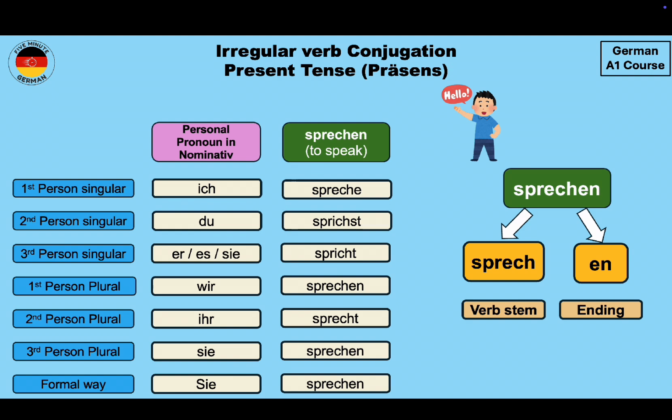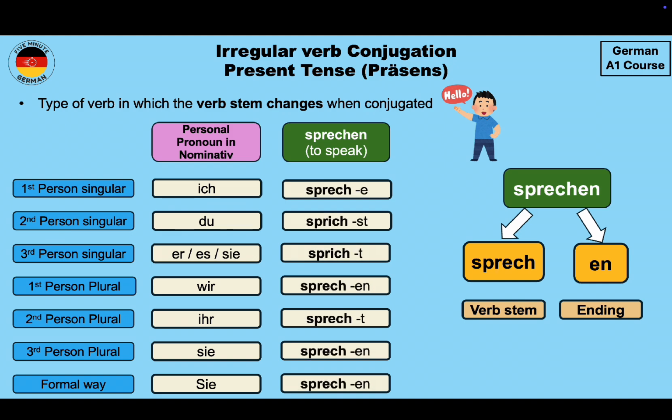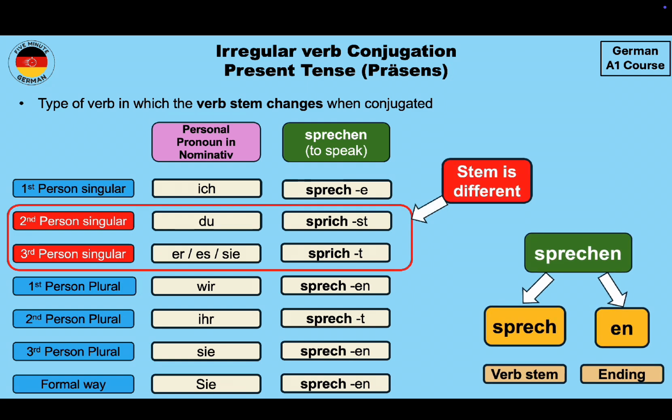I told you earlier that an irregular verb is a verb where the verb stem changes when it is conjugated. Now let's see if this is the case over here. I have separated the verb into the verb stem and the ending. And you see over here that in the case of second person singular and third person singular, the verb stem is different. It is not sprech, rather it is sprich, with an I instead of an E.